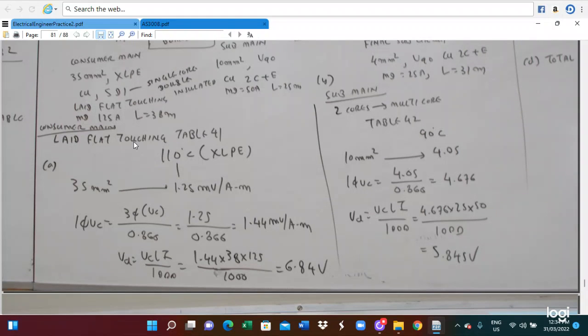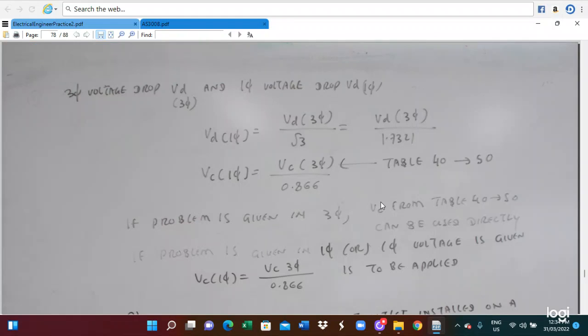So in this case, leaflet touching. So there are tables 40 to 50. Those tables are for the unit voltage drop. So which table do we have to utilize? We have to use this equation, this relationship.